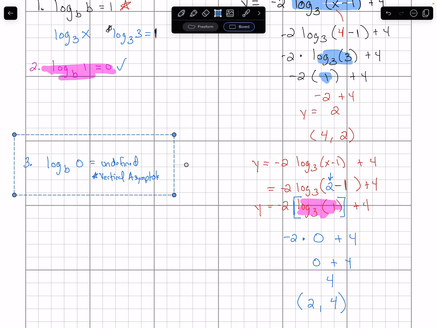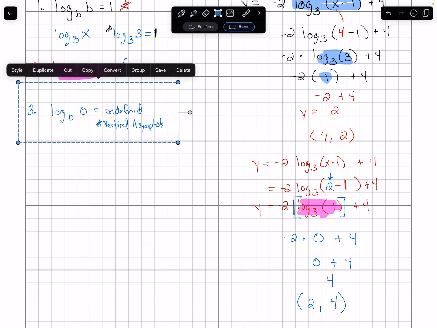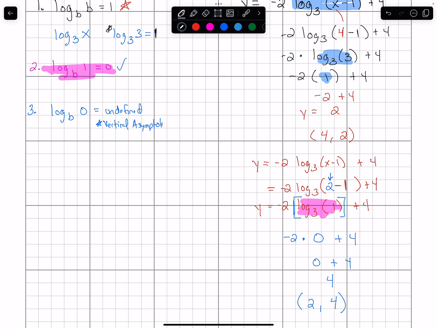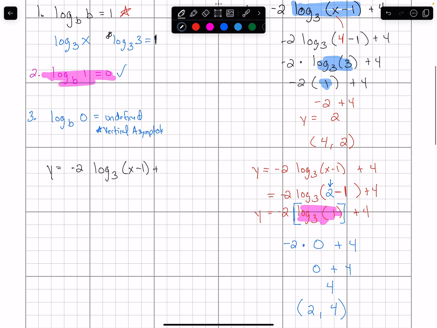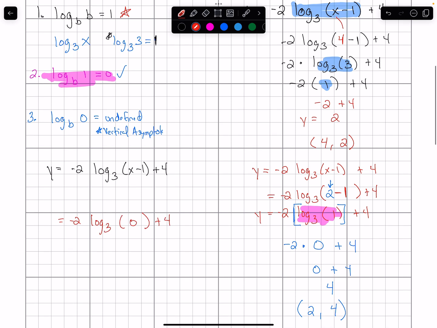And then I'm going to use the last property here, the log of 0. So I've got y equals negative 2 log base 3 of x minus 1 plus 4. And again, my goal here is to get negative 2 log base 3 of 0 plus 4. So let me back up a step.